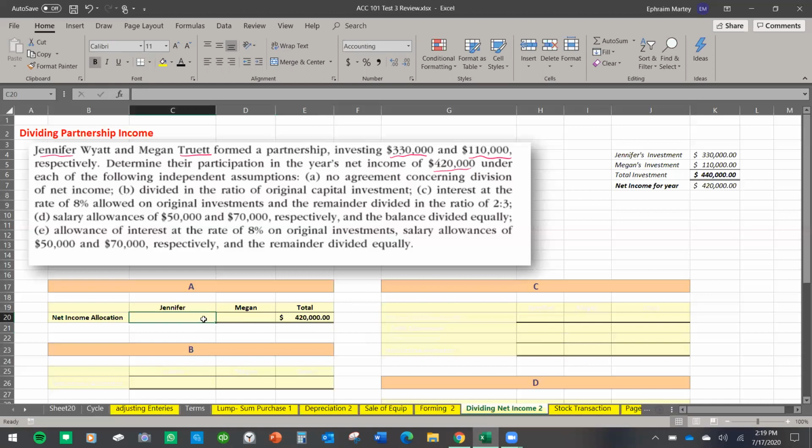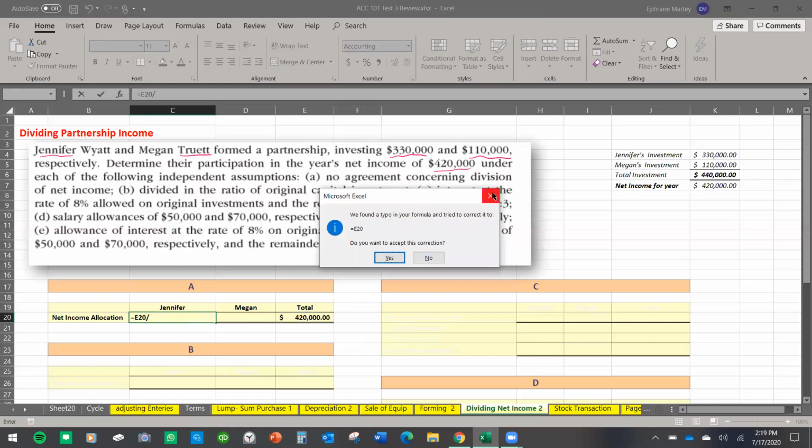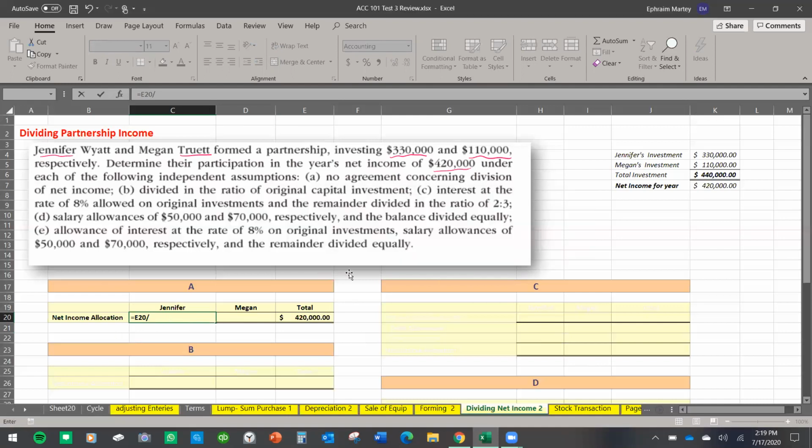Okay, so we are going to share it equally. So this divided by 2, and then we'll have this one divided by 2 as well. So according to A, Jennifer and Megan will earn an equal amount on the net income. B, we have a different scenario.